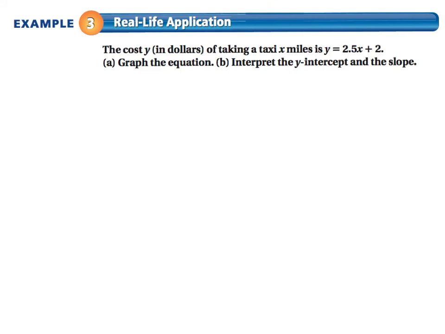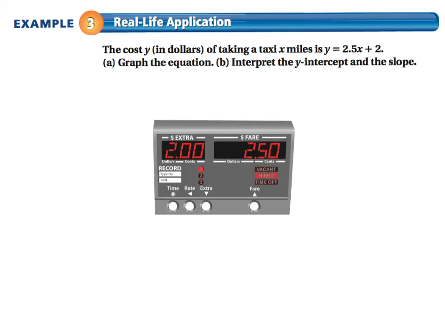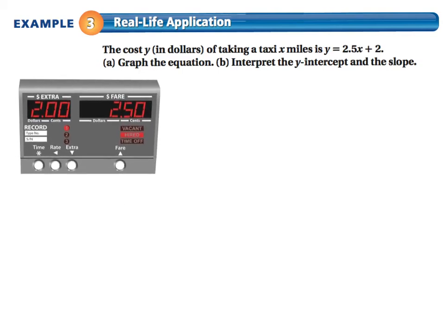Example number 3. The cost y in dollars of taking a taxi x miles is y equals 2.5x plus 2. Graph the equation. Interpret the y-intercept and the slope. Interpret. I love interpret because I want you to tell me what it means. The first thing we can do is write down what our slope is. Our slope is 2.5. Our y-intercept is 2.